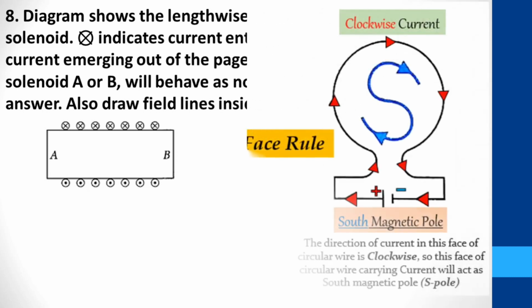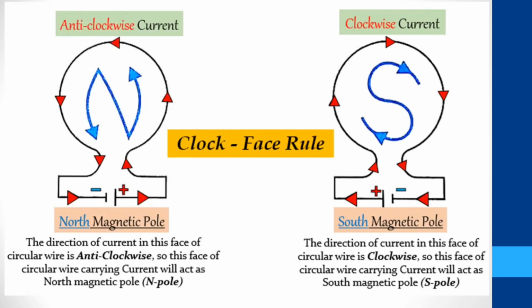To find the poles of a solenoid, we have to understand the clock face rule. According to the clock face rule, if the direction of current in the face of a circular wire is anti-clockwise, then that face will act as a north pole, and if the direction of the current in the face of a circular wire is clockwise, then that face will act as a south pole.